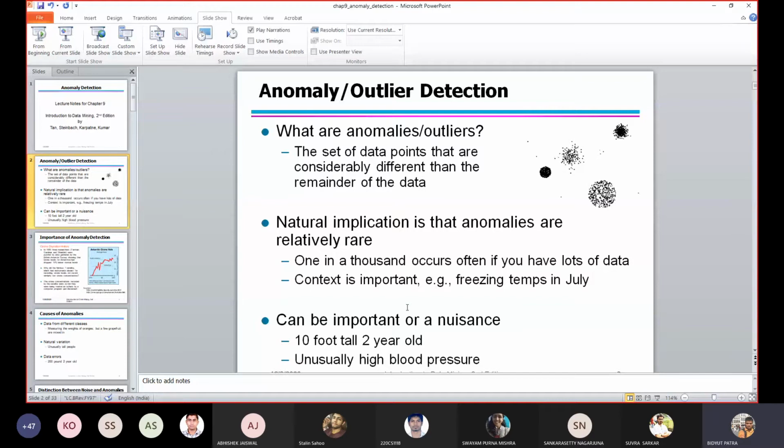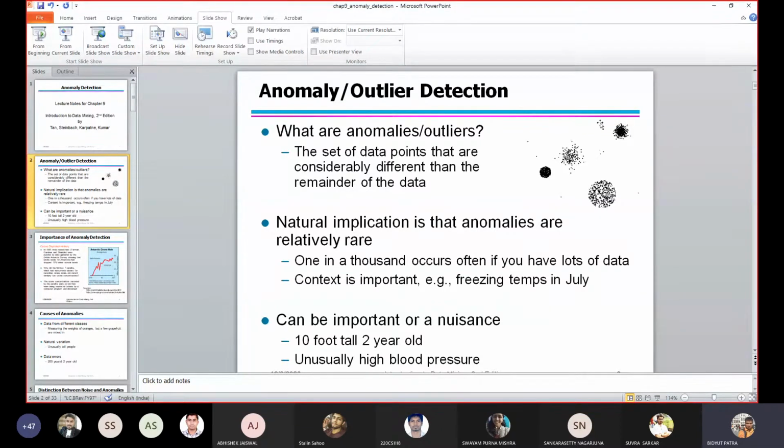So what are anomalies or outliers? The words anomalies and outlier will be used interchangeably, so you should not be confused about the word anomaly or outlier. In this context we'll be using them as synonyms, one for the other. So what are anomalies? The set of data points that are considerably different than the remainder of the data.